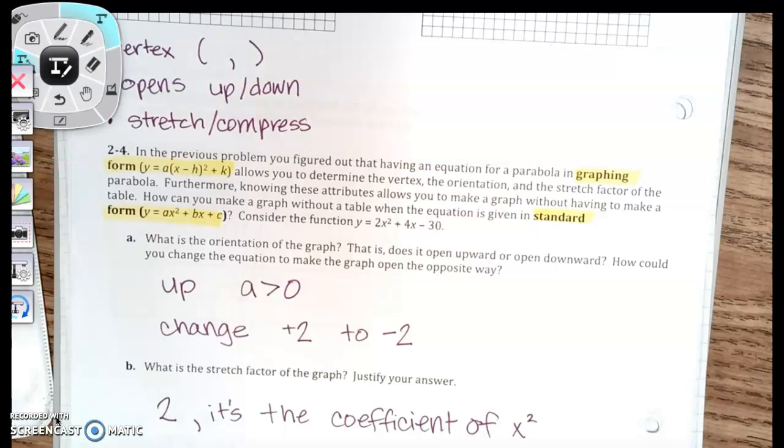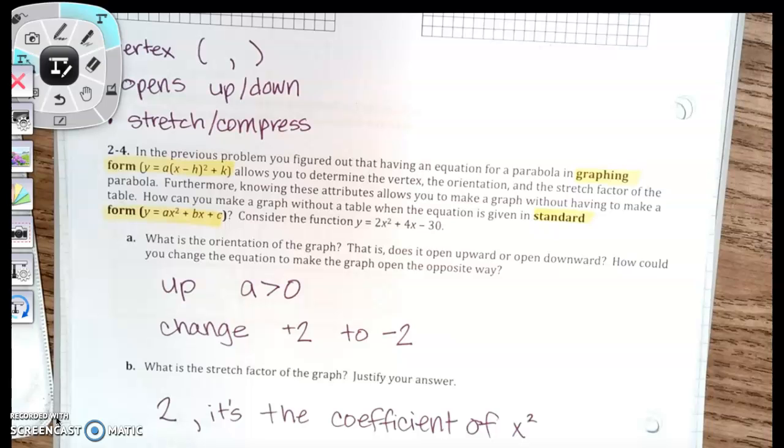How can you make a graph without a table when the equation is given in standard form? Otherwise, y equals ax squared plus bx plus c. And they ask us to consider the function y equals 2x squared plus 4x minus 30. And so the next couple questions are all about this particular equation. They're just sort of breaking it down into super small steps.